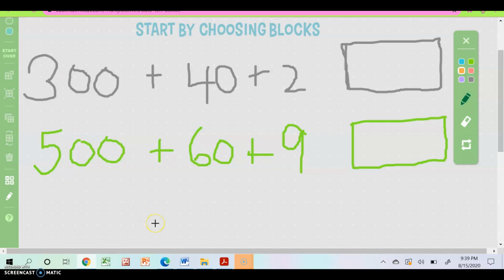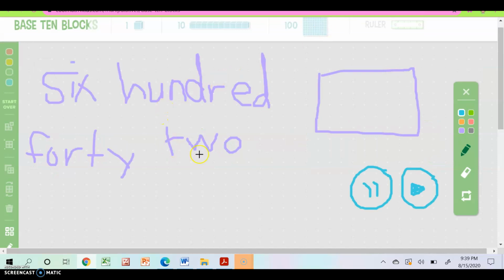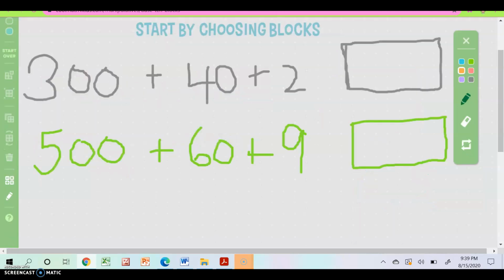All right, friends, for math today, you're going to have two different tasks. You're going to match expanded form, so numbers like these, to a standard form number. We're going to build those numbers here. And you will also practice matching word form of a number to the standard form. We're going to practice both of these first.